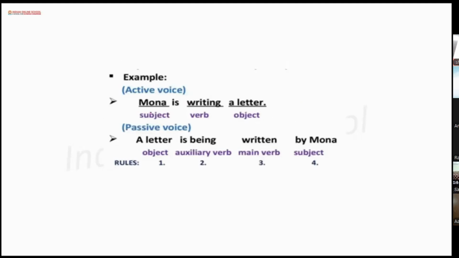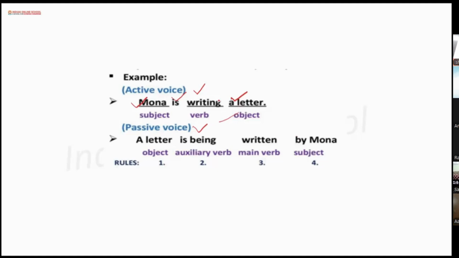Here, Mona is writing a letter. Mona is the subject here. "Is writing" is the verb here. And here, a letter is the object. So this sentence is in active voice. So when you change the sentence into the passive voice, we know the crisscross rule. The object goes to the subject place and the subject goes to the object place.